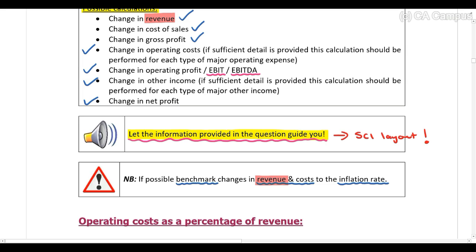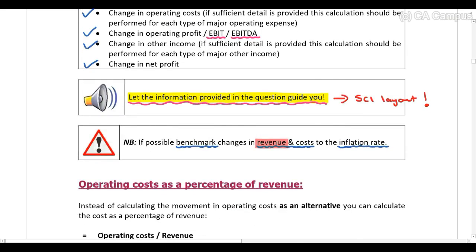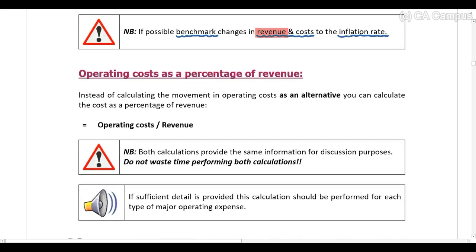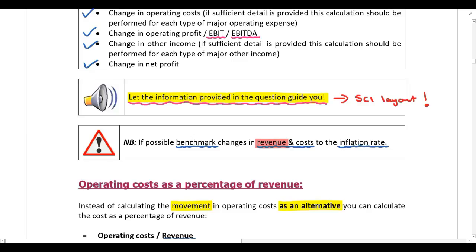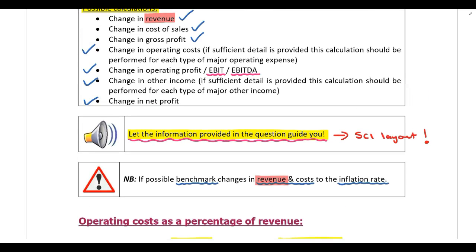All right, then please note, guys, you can see the next ratio calculation that we have over here is operating cost as a percentage of revenue. So this is where you take the operating cost and you divide by revenue. Please note that this calculation is an alternative to calculating the movement above. So just above you can see, you can calculate the change or the movement in operating costs.